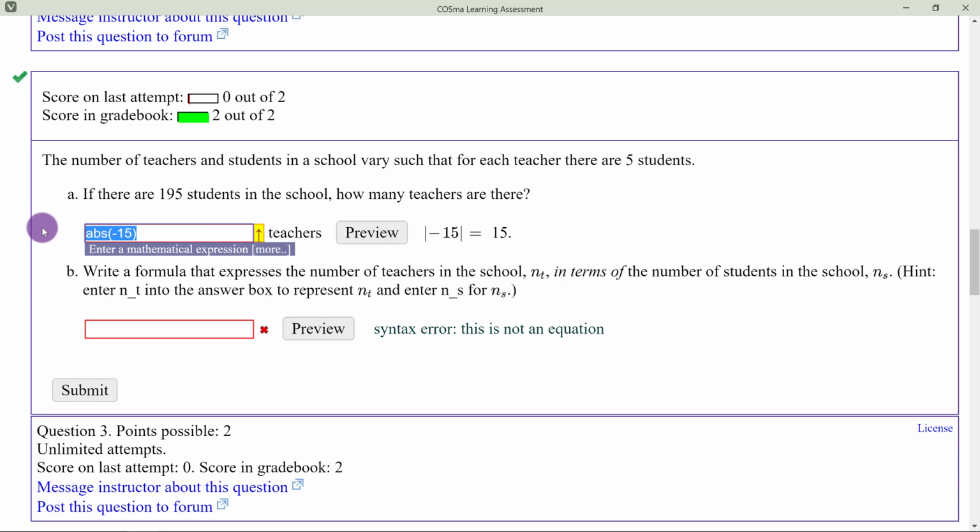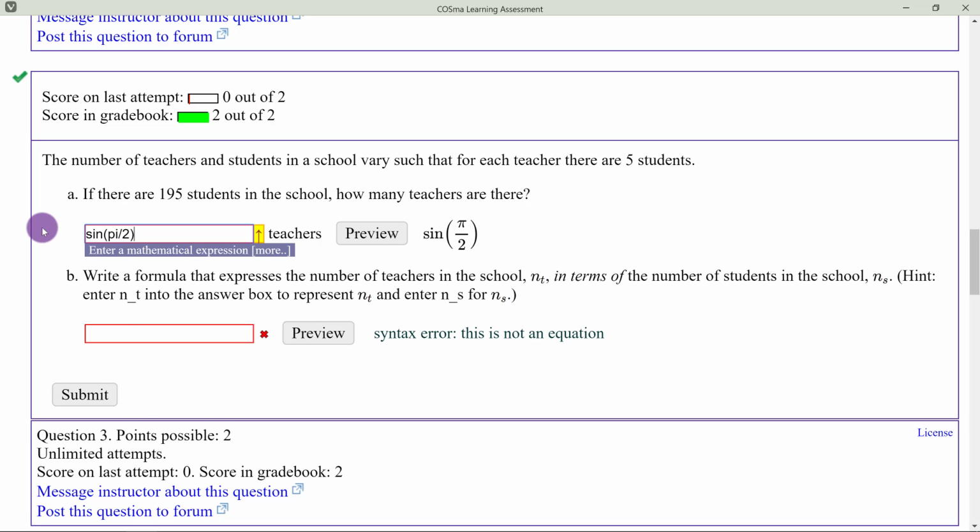iMathAS also understands the common trigonometry functions. So like sine of pi divided by 2, we would just enter sin and then use parentheses pi divided by 2 for that. And then it understands that as the sine function. Similarly, it understands cosine as cos. It understands tangent as tan.